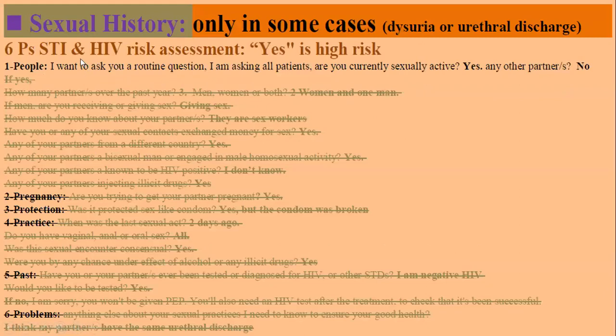So the 6 P's: people, pregnancy, protection, practice, past, problem. So for people, I want to ask you a routine question. I'm asking all patients, are you currently sexually active? If yes, no need to say with who. I updated this one. I said any other partner, because in the UK they have a regular partner, whether married or not married. So just ask any other partner, done.